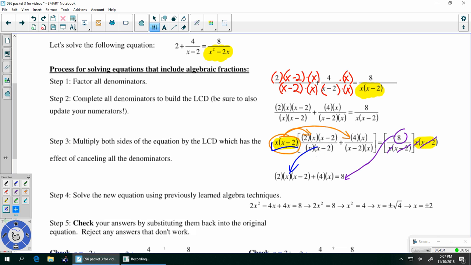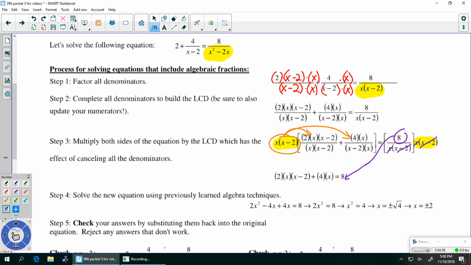This x minus 2 also distributed to the second fraction. So imagine it next to the second fraction. The x cancels, the x minus 2's cancel, and we're just left with 4x right there. And so by multiplying both sides by the lowest common denominator, all of those denominators cancel, and we're just left with a simpler equation involving the numerators only.